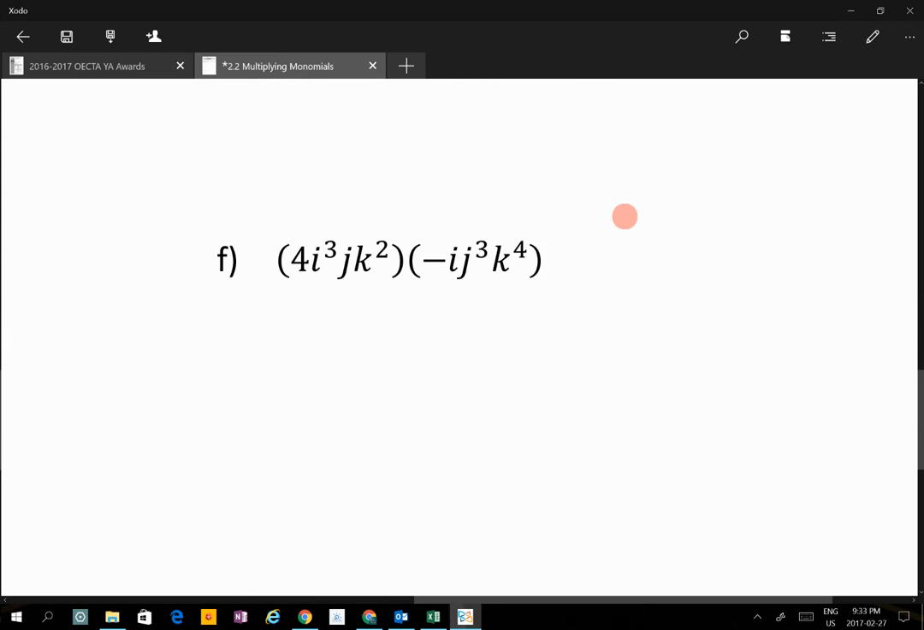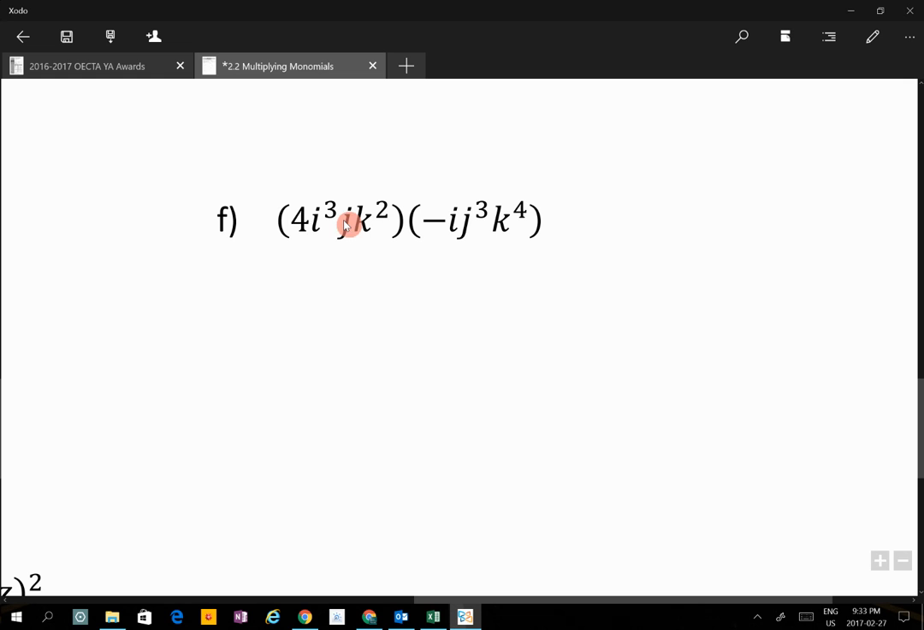Part F. What about i, j, and k as variables? Okay, so 4 times the coefficient here, which is just a negative 1. There's an invisible 1 because it's just a 1. So 4 times negative 1 is negative 4.